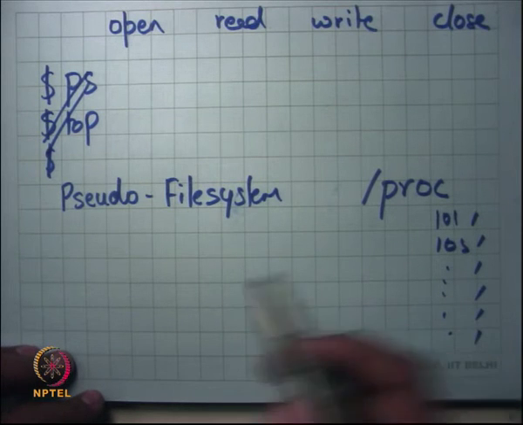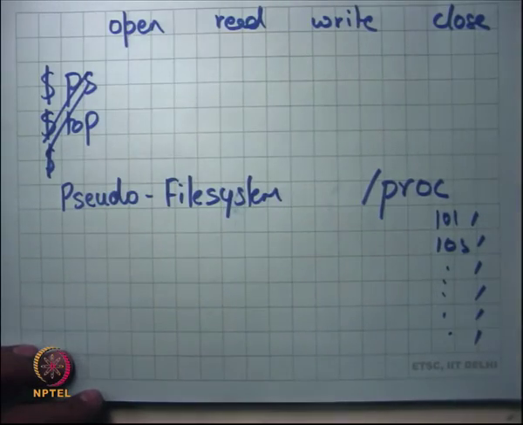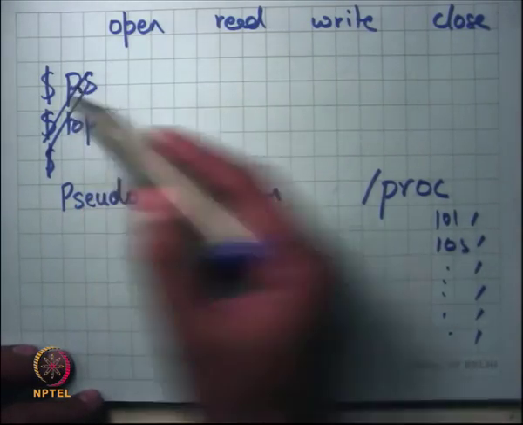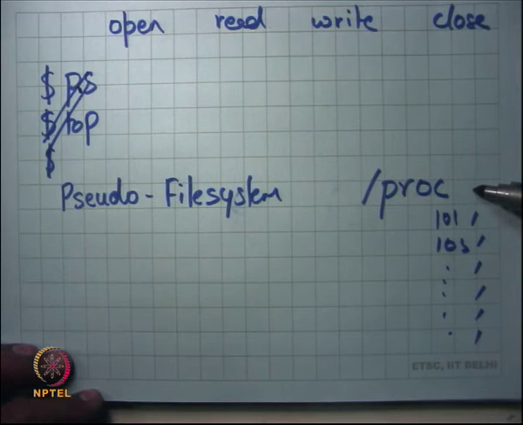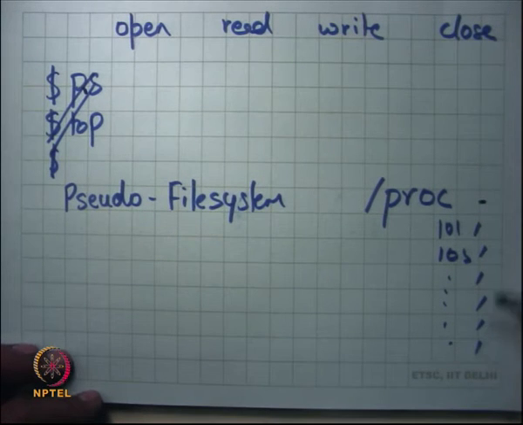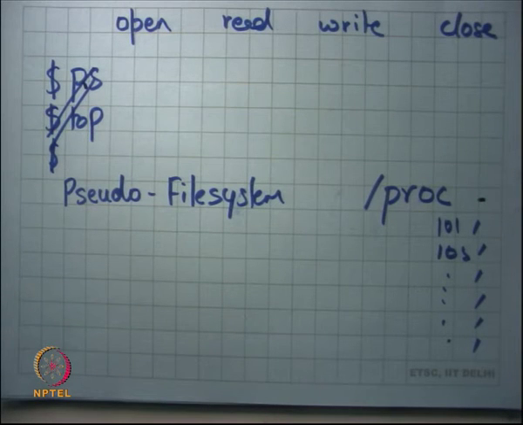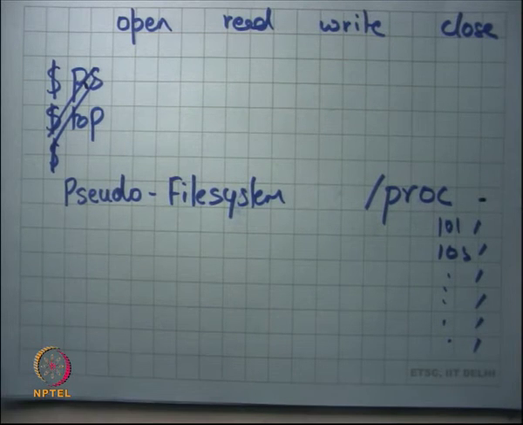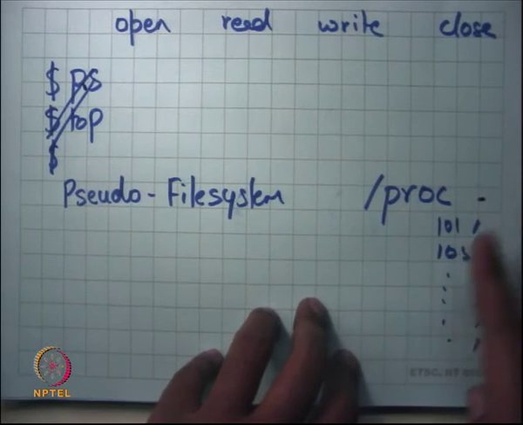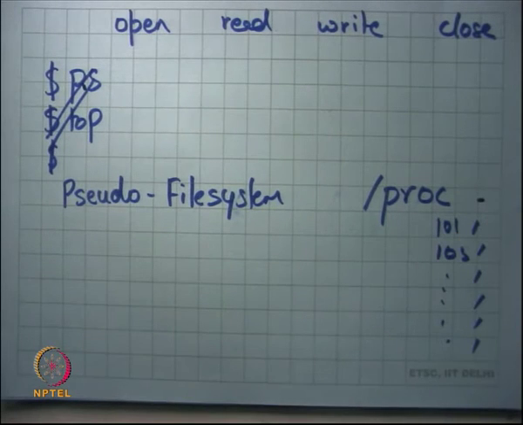right? And what an application needs to do, for example, if I were to implement ps, all I need to do is open /proc and read its contents, right? So the open and read system calls can be overloaded to do any information gathering from the OS. All the information that the OS wishes to expose to its applications can be made part of this pseudo file system, and an application just needs to use the regular open, read, write, close system calls to read that information.